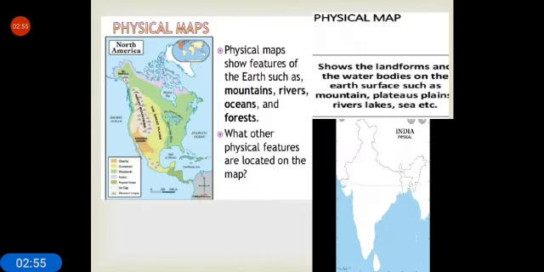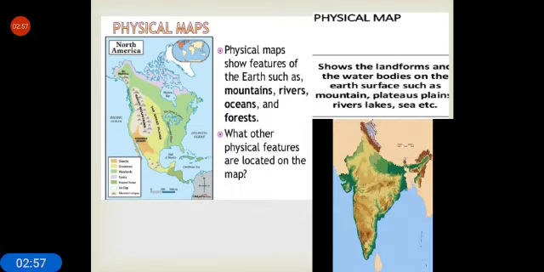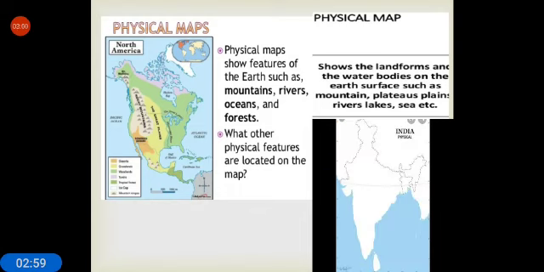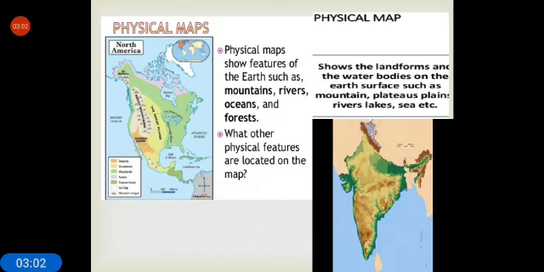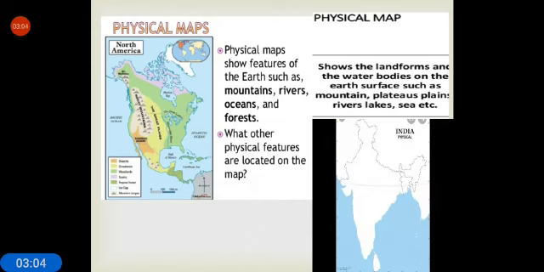Now, what are physical maps? Physical maps show features of the earth such as mountains, rivers, oceans, forests. It shows the landforms and the water bodies on the earth's surface.